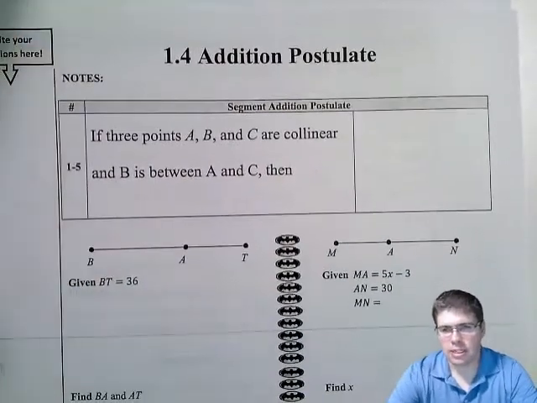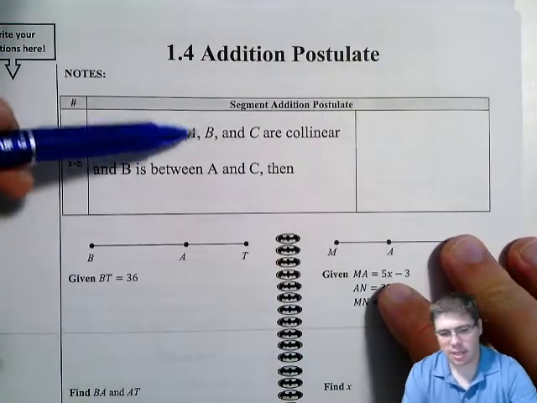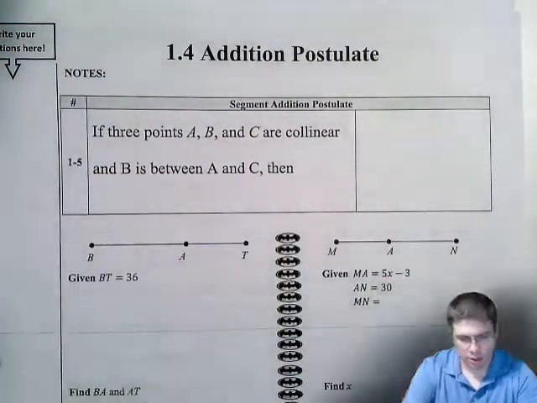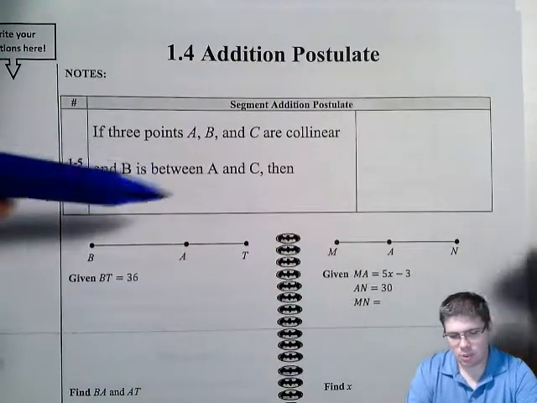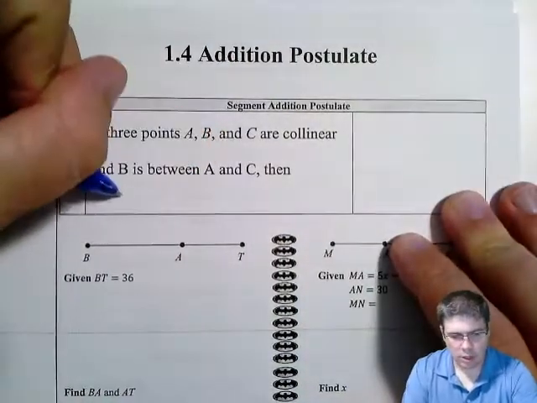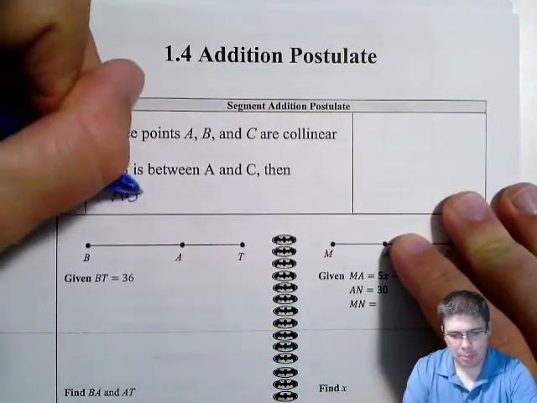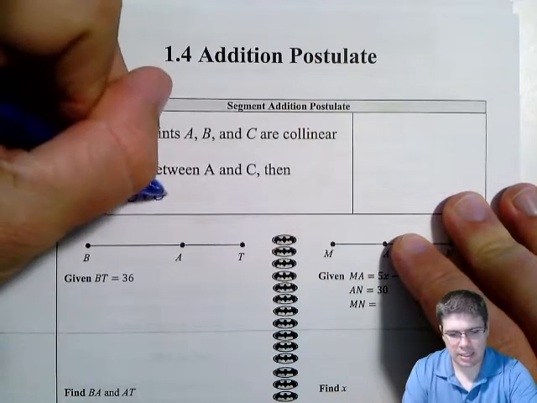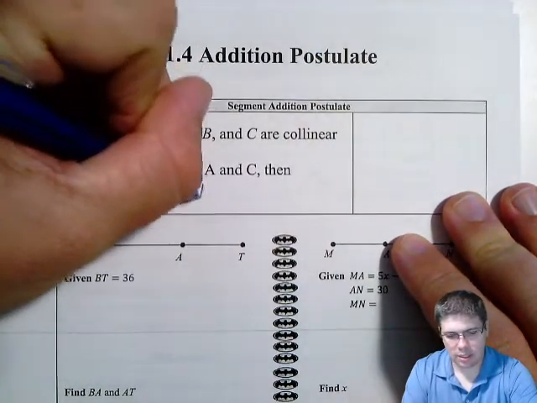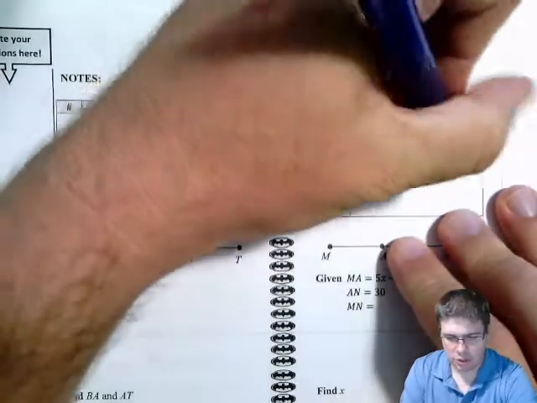If you are dealing with segments, if 3 points, A, B, and C, are collinear, they're all on a line, and B is between A and C, then we know that the distance from A to B plus the distance from B to C will equal the distance from A to C. And let me draw a picture to show that.